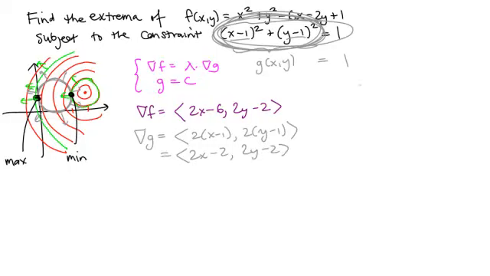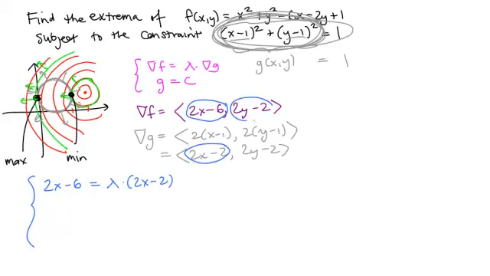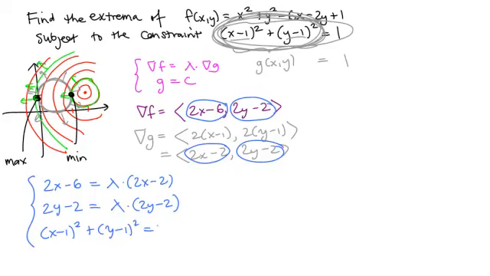What would be our Lagrange multiplier equations? Well, they're going to be the gradient of f equals lambda times the gradient of g. That means that the x component of the gradient of f, 2x minus 6, had better be lambda times the x component of the gradient of g, 2x minus 2. It also means that the y component, 2y minus 2, had better be lambda times the y component of the gradient of g. And then the last equation is simply the constraint curve, (x minus 1) squared plus (y minus 1) squared is equal to 1.